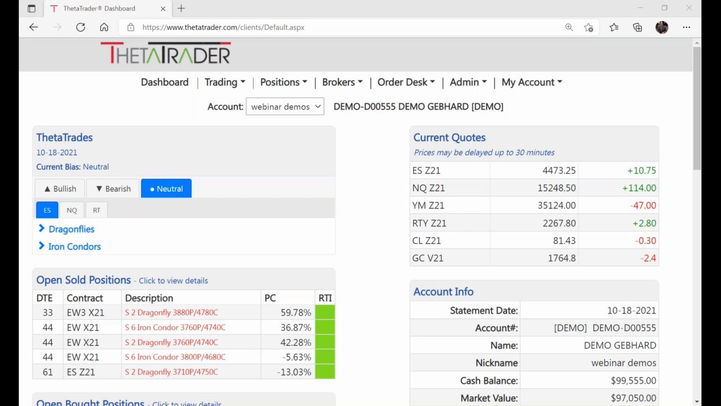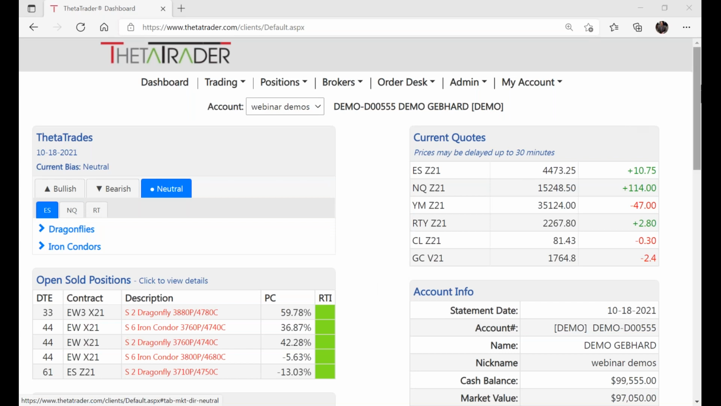We're going to talk about what we feel is the best way to trade Dragonfly option spreads. If you're not familiar with these types of spreads, that's okay. We will introduce you to them, and we're going to show you our Theta Trader options trading solution, where we can automate a lot of the heavy lifting that otherwise goes into trading these types of complicated spreads.